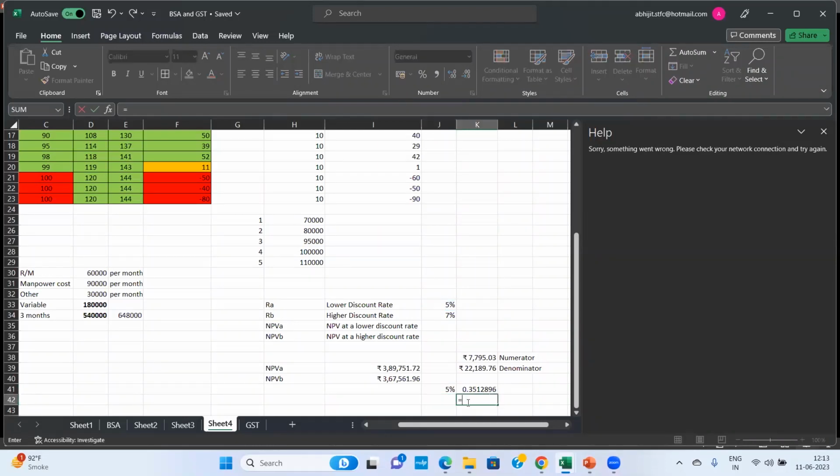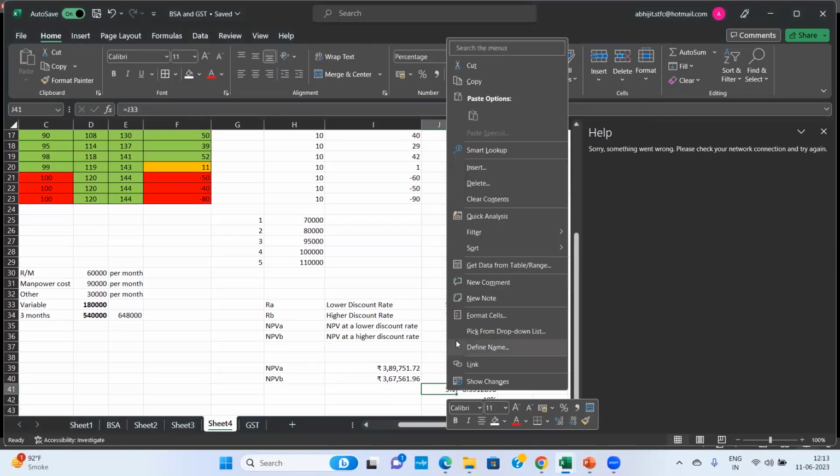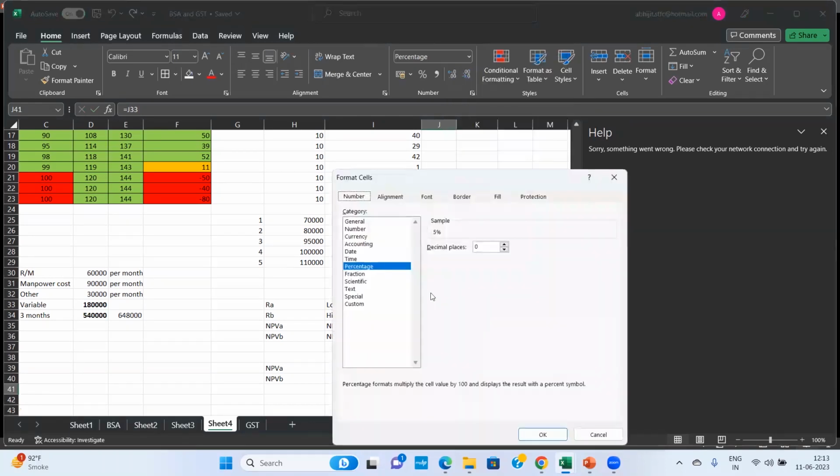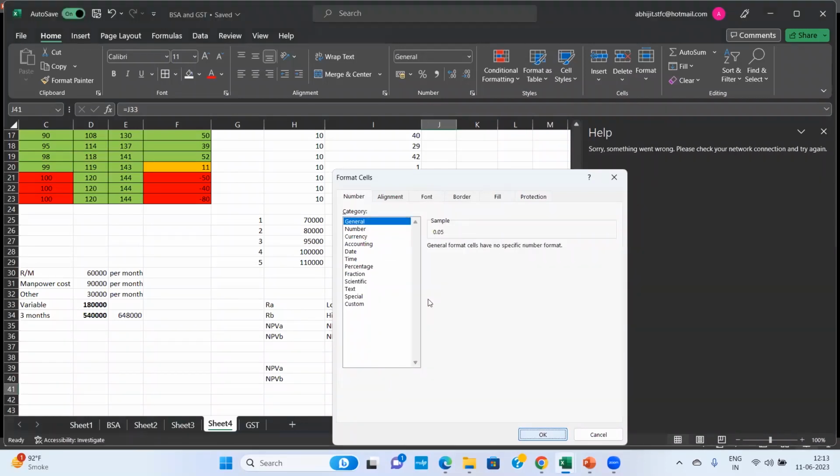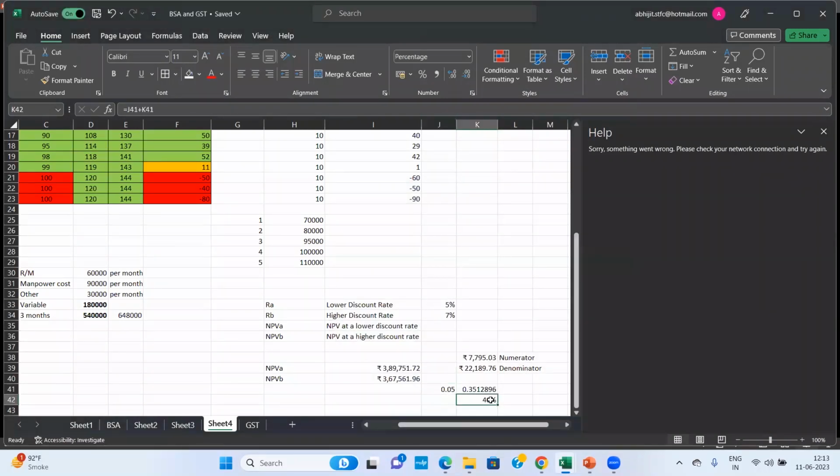Now, this has to be not in percentage, but a general number. So your IRR is becoming 40%.